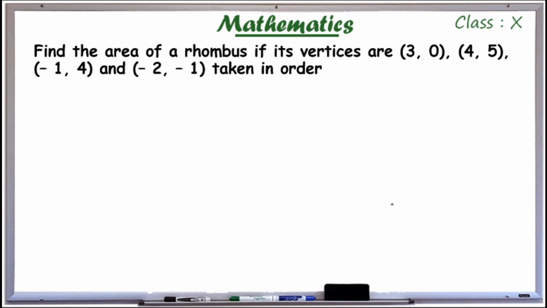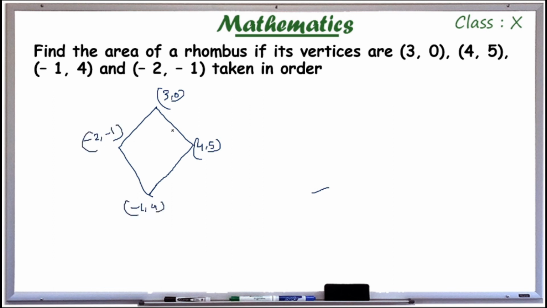And the next question, we have to find the area of a rhombus if its vertices are (3, 0), (4, 5), (-1, 4) and (-2, -1). So we have (3, 0), (4, 5), (-1, 4), (-2, -1). The area of a rhombus is given by 1/2 into the product of diagonals. So diagonals we have this and this.